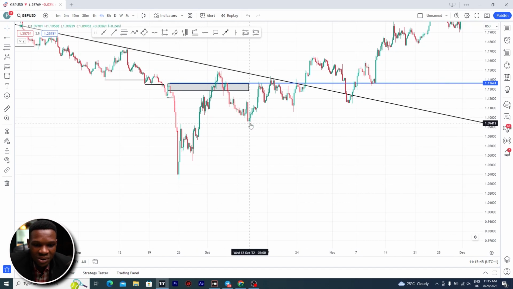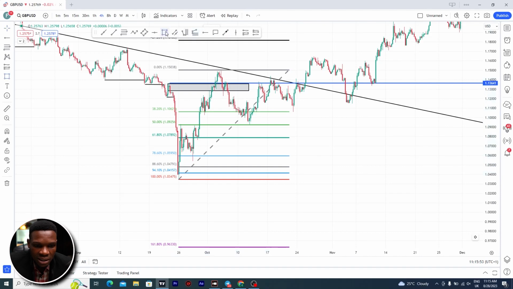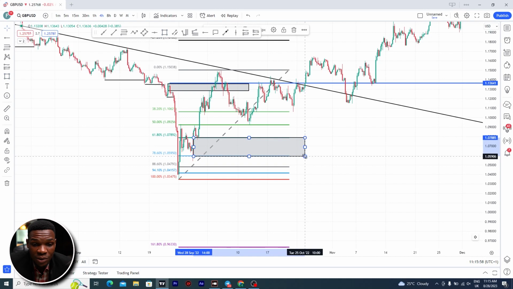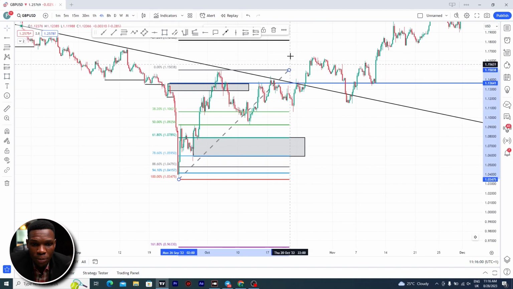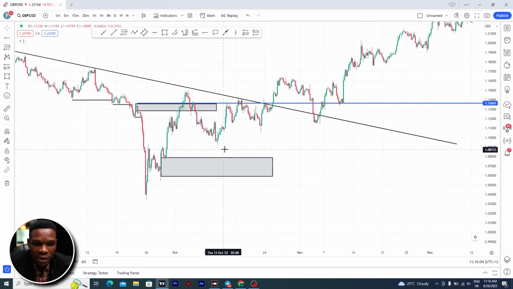And this pullback is not back to my 61.8 Fibonacci level. So I'm not taking any trade here. This is where I will actually have been expecting price to pull back for me to start looking for an opportunity to buy. But price didn't get here. So price came down here, moved up again.